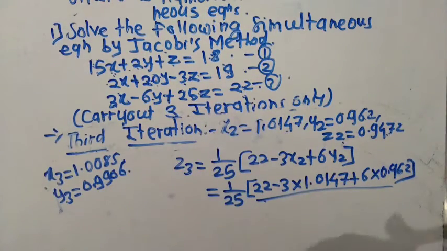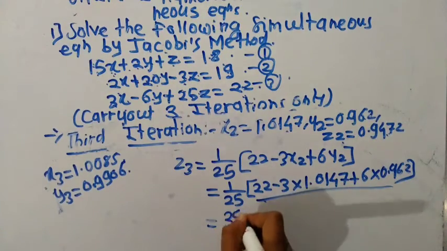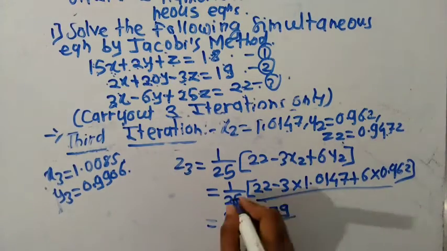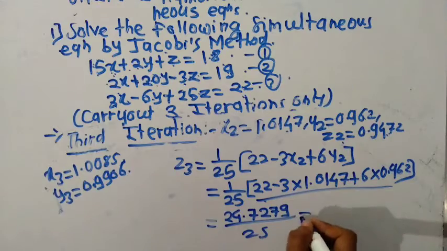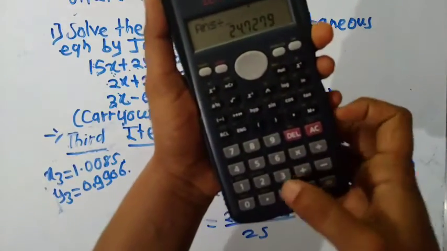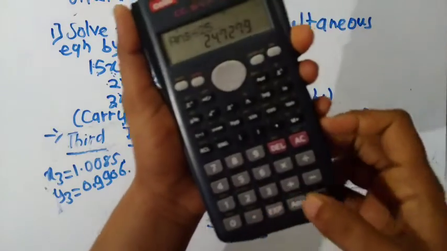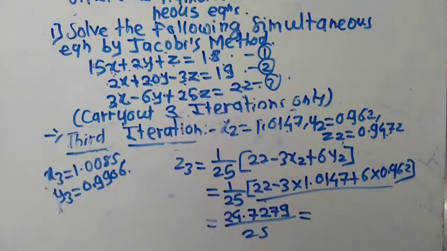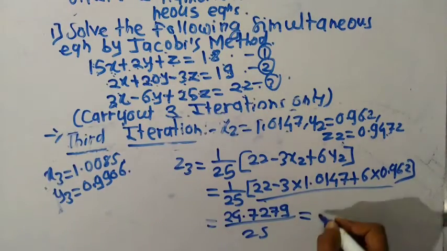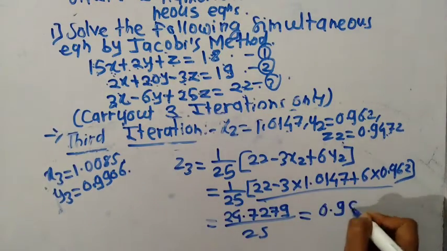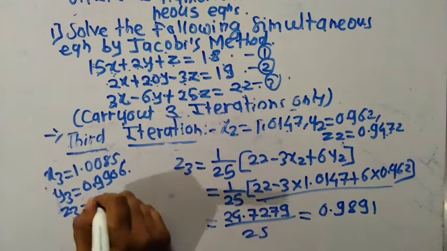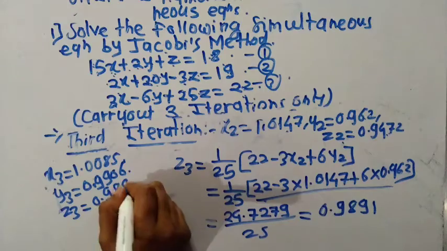24.7279. 24.7279 divided by 25, which is equal to 0.9891. So z3 is equal to 0.9891.